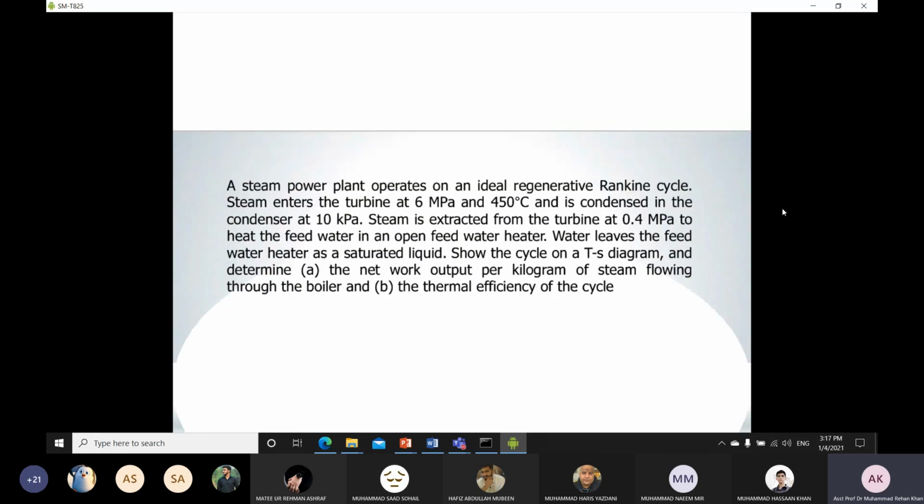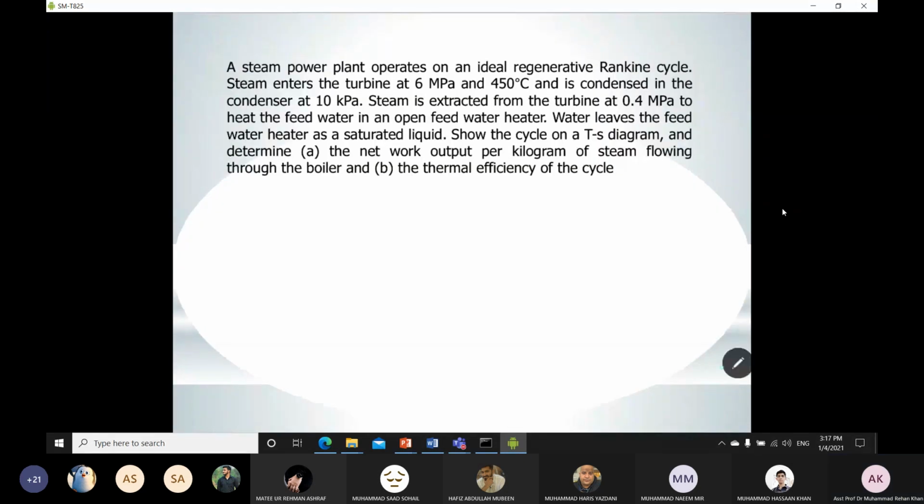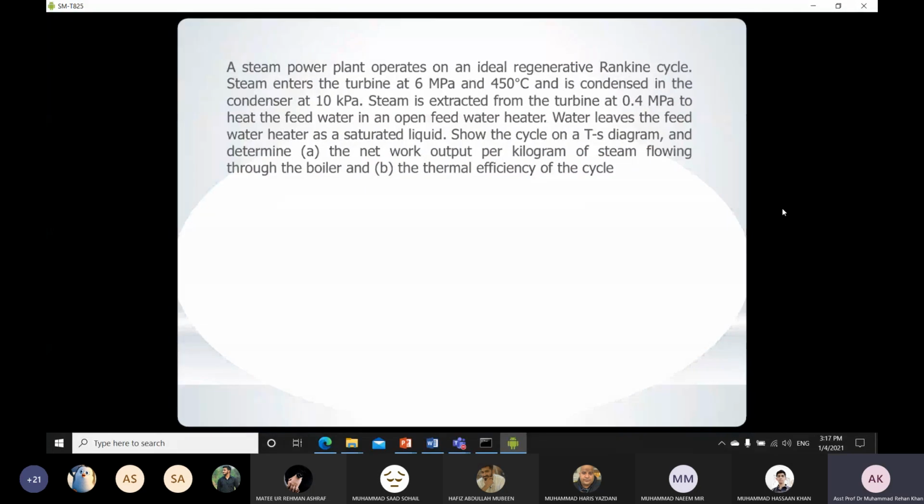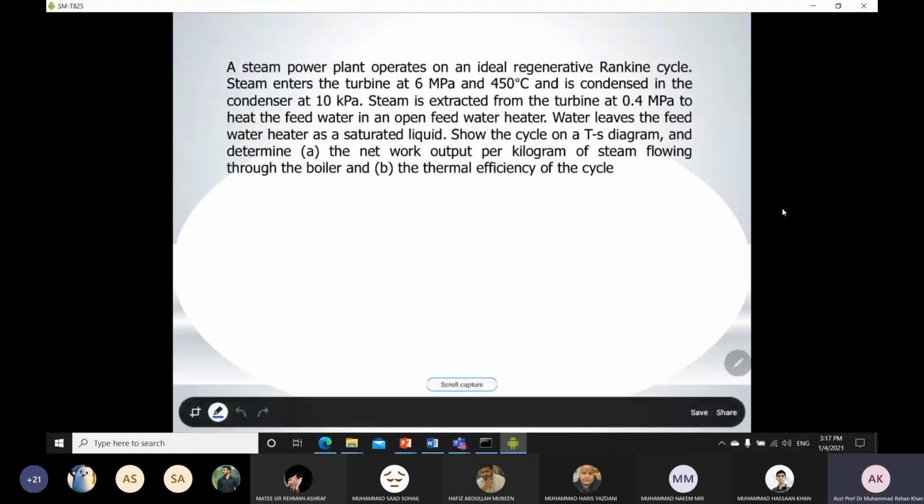Okay, so coming towards the question which you have to solve now. This is similar to the previous question, so you have to read the question first. A steam power plant operates on the ideal regenerative Rankine cycle. Steam enters the turbine at 6 megapascal and 450 degrees Celsius. So your highest temperature and pressure are given to you, and it is condensed in the condenser at 10 kilopascal.